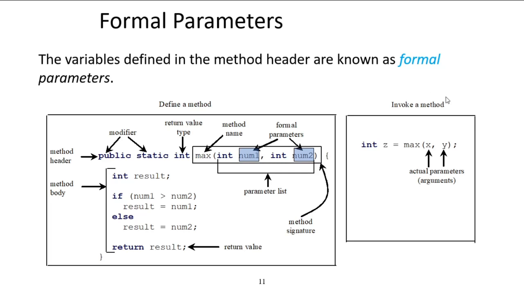For example, the method is invoked from somewhere else, and you can see this line here, int z = max(x, y). Those are the actual parameters, and sometimes called arguments. As you can see, x does not match num1. It doesn't have to. The value of x will be assigned to num1. This is called parameter passing. So inside a function or the method, you can name your formal parameters however you want.